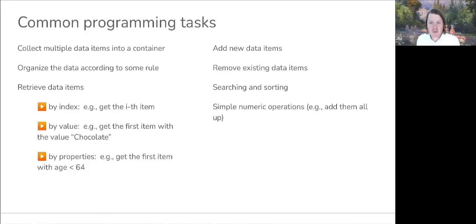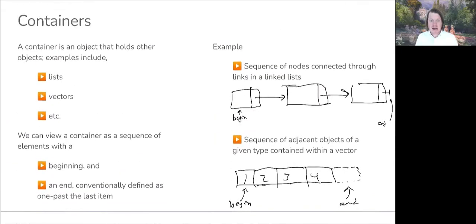Moreover, we're probably going to encounter new data, and we might want to add that to our container, or maybe even remove an item that already exists within it. In addition, as alluded to earlier, we will need some sort of searching functionality to retrieve data, as well as some sort of sorting functionality to organize our data. And then there are simple numerical operations that can be applied to our data, maybe to derive descriptive statistics that describe our collection of items. Here are some common programming tasks that can be frequently applied to these containers.